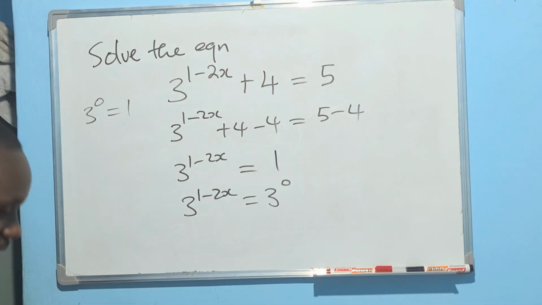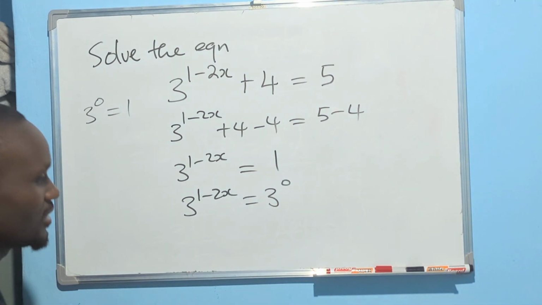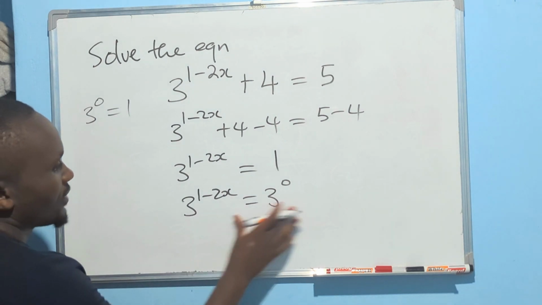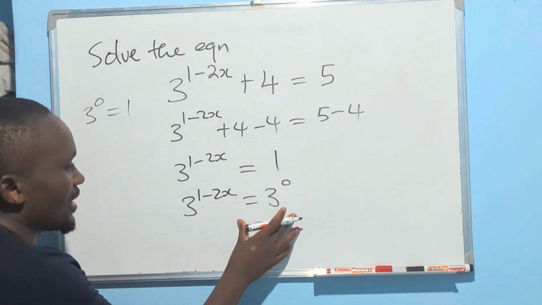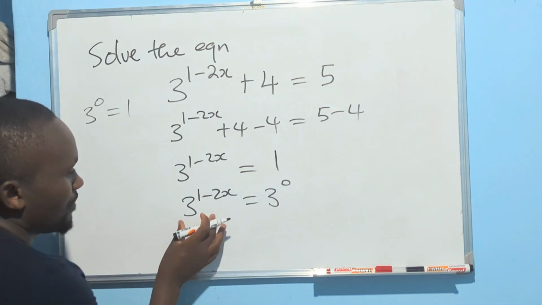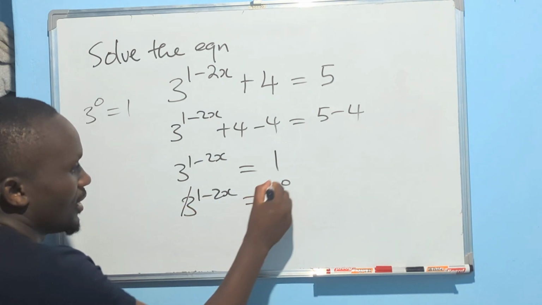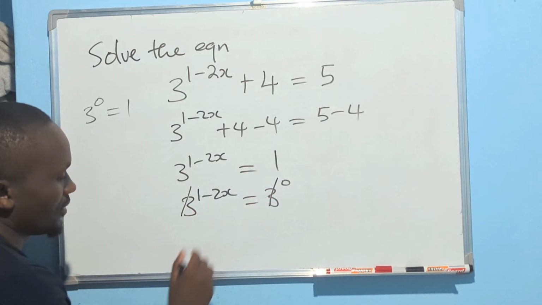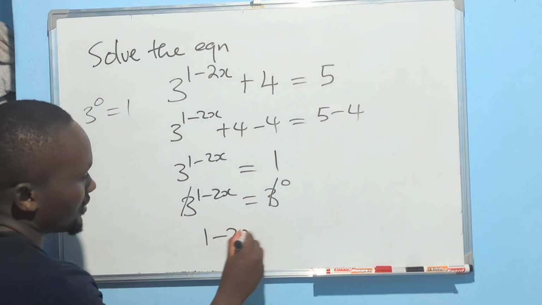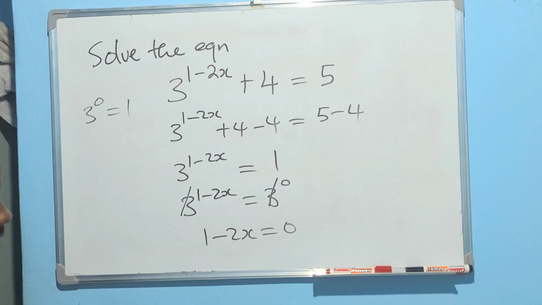Are we all following? This equals that. It's the same thing. I've not changed anything, mathematically speaking. Now, once we have the same base, it means that the exponents will also be equal. So we can cancel out the 3 and the 3. This leaves us with 1 minus 2x equal to 0. That's the simple equation we have now.